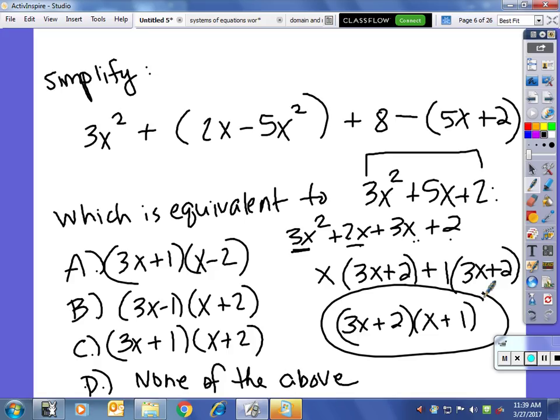And you might even come across a situation where it can't be factored at all. That's what I thought was going to happen here. I didn't realize you could factor it. And if you can't factor it at all, then the answer would be D.